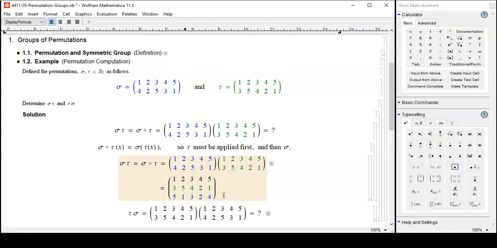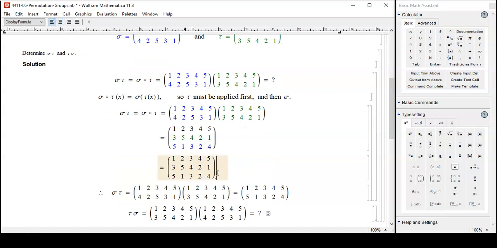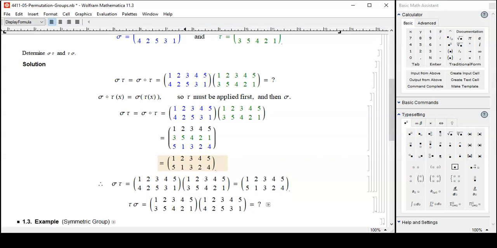All correct? Yeah, all correct. And then actually we don't need this middle line as a final answer. Shall I just remove them all? Yeah. 1, 2, 3, 4, and 5 go to 5, 1, 3, 2, and 4 respectively. So sigma times tau is like this, as I just highlighted in purple.